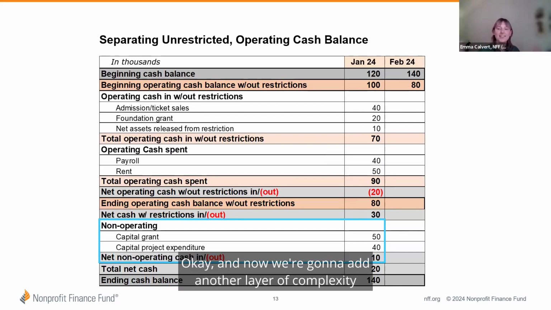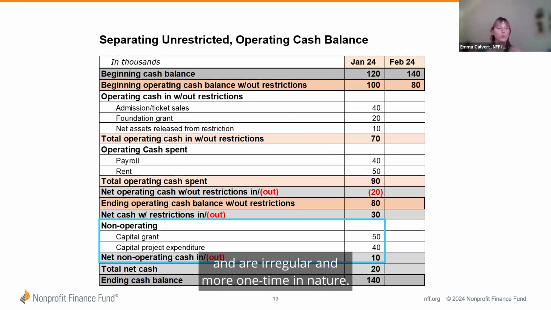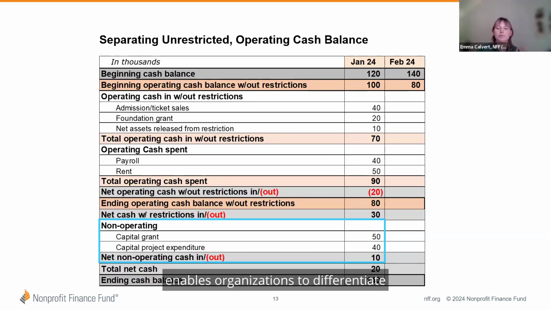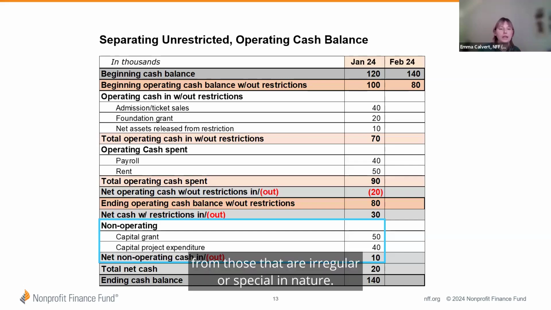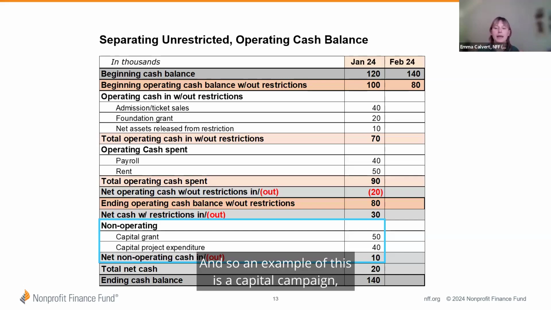Okay, and now we're going to add another layer of complexity with separating out operating versus non-operating. When we say non-operating, we mean items that are not core to your organization's business model and are irregular and more one-time in nature. Separating out operating versus non-operating cash enables organizations to differentiate between the cash sources and uses that are part of everyday operations from those that are irregular or special in nature. An example of this is a capital campaign, which we see listed here below the bottom line, highlighted in that blue box there.